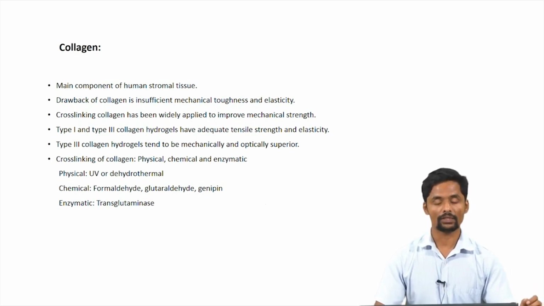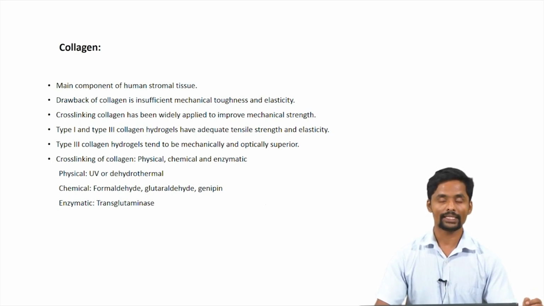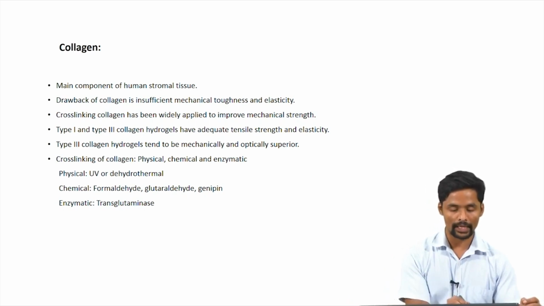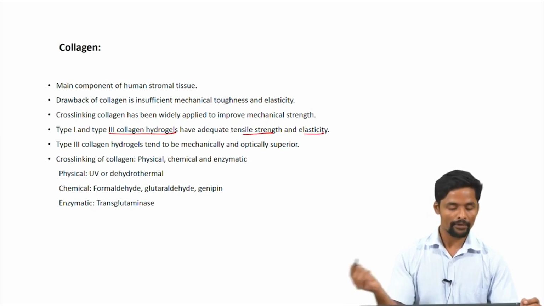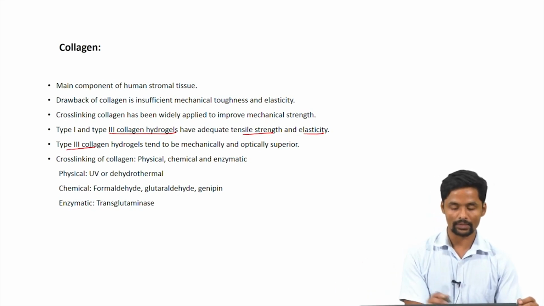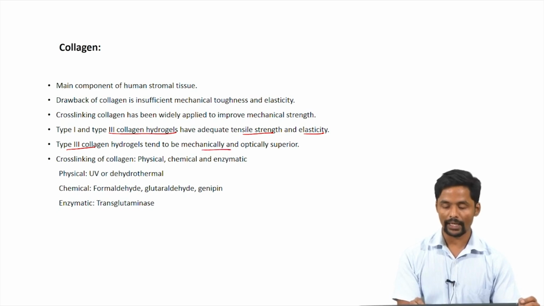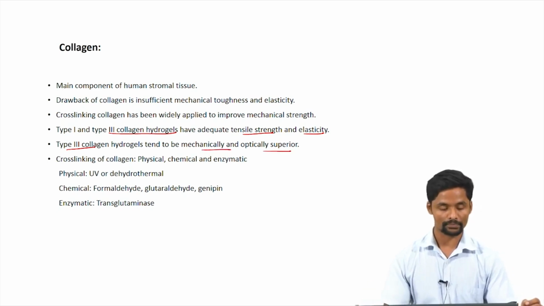To overcome the drawback of collagen, they tried to cross link collagen to improve the mechanical strength, and the type of collagen that is used has its own role. For example, type 1 collagen hydrogels have adequate tensile strength and elasticity, whereas type 3 collagen hydrogels tend to be mechanically and optically superior.